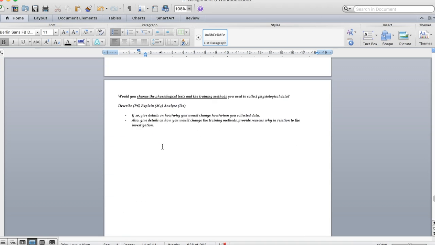The last bit is to consider how and why you change the physiological testing or training methods. So would you change the physiological tests and the training methods? If so, give details on how and why you change it. So we talked already about being a circuit. Why would we change it to a gym? What would that be? How would that be beneficial to our investigation? How might it make the data look different?